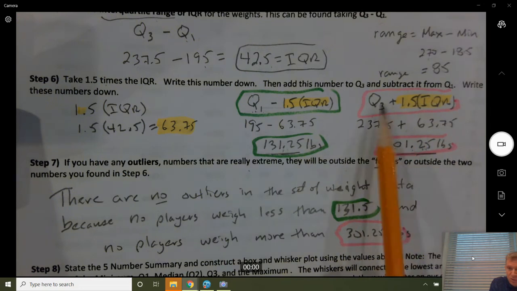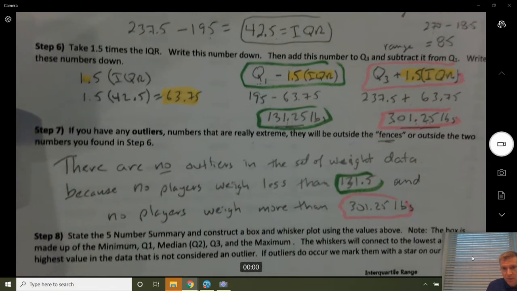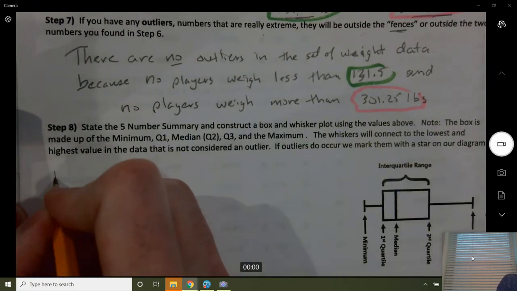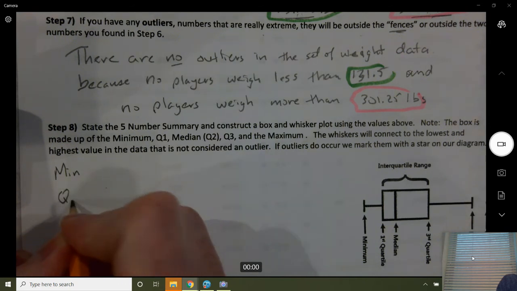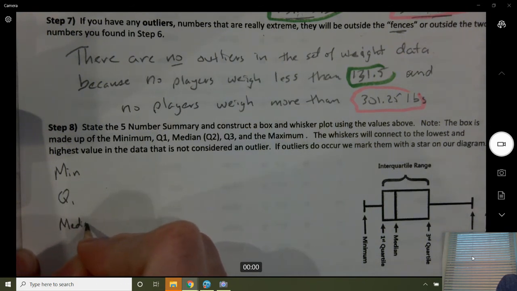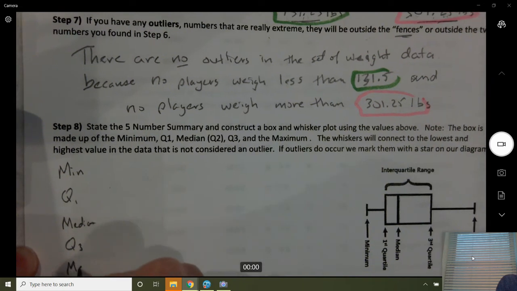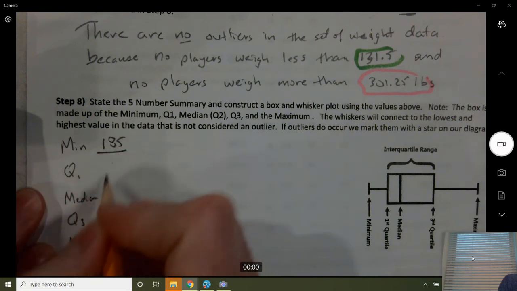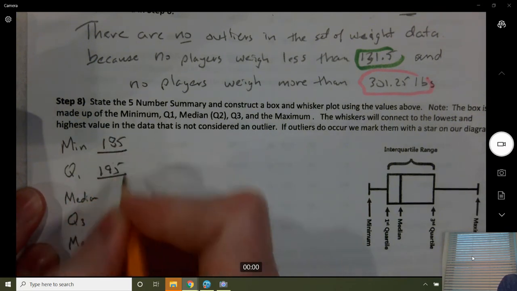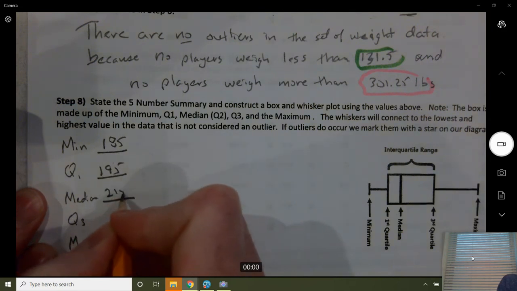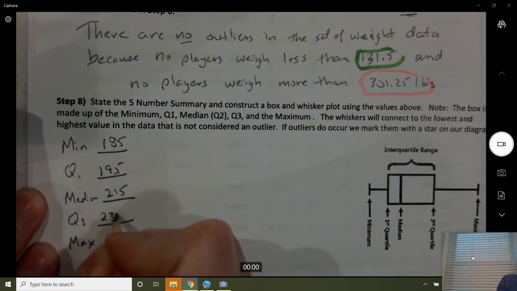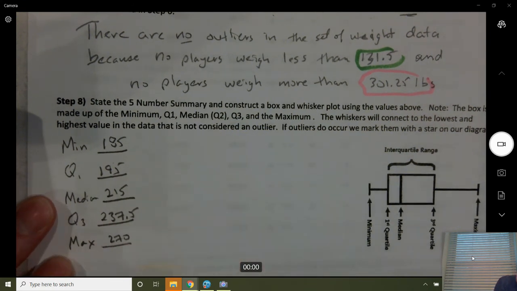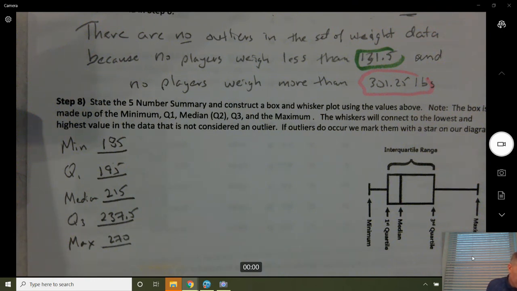These are formulas you will use anytime you do a box plot or a 5-number summary to consider outliers. Okay, state the 5-number summary. Let's refresh what that is. We have the minimum, the Q1, the median, the Q3, and the maximum. Our minimum was 185. The Q1 came out to be 195. Our median was 215. Q3 was 237.5. And the max was 270.